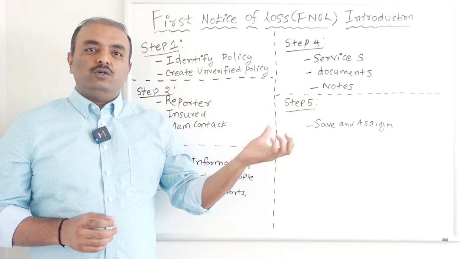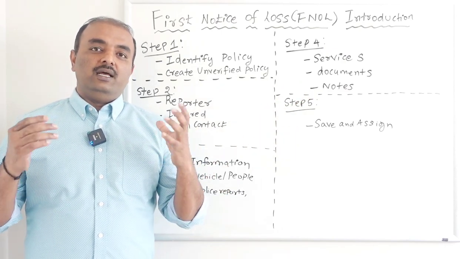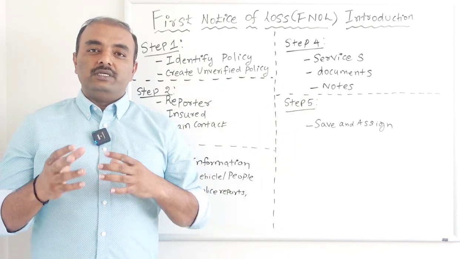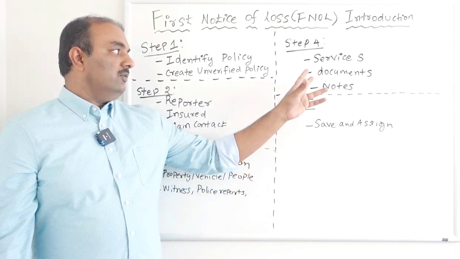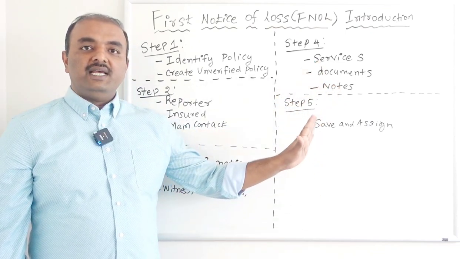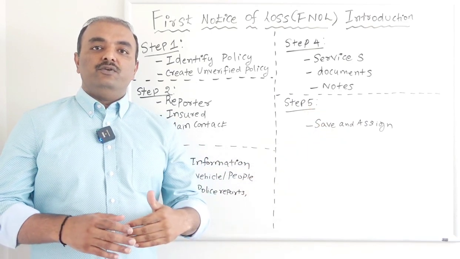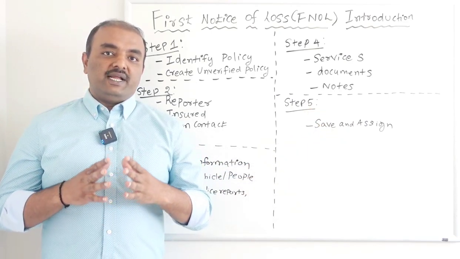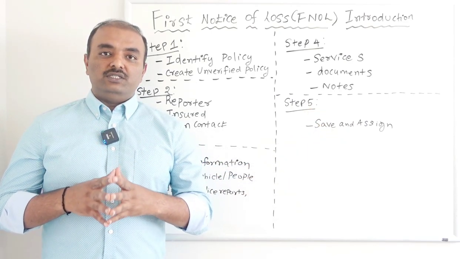Finally, documents or notes, like any photographs taken at the accident location or any notes that we have to capture, all those things will be documented here. Finally, we save and assign the claim for future processing. So this is what I was trying to explain about the first notice of loss.